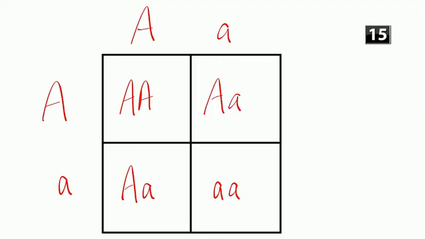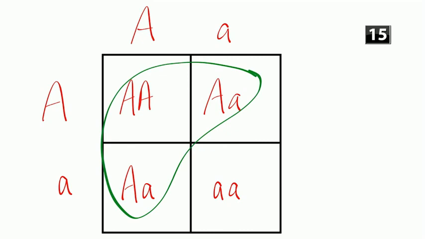Next, if little a symbolizes a recessive disease, what's the likelihood that two heterozygous big A little a parents will have a phenotypically normal child? So the key here is knowing which genotypes are going to be phenotypically normal. Those are big A big A and big A little a. So using your Punnett square, there's going to be a 75% chance of having a phenotypically normal child.